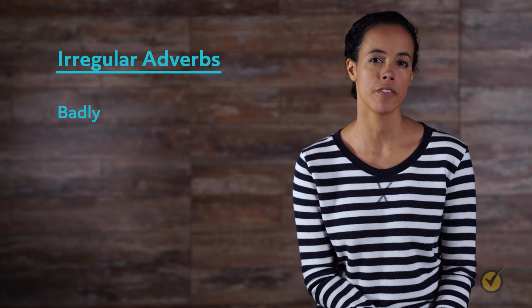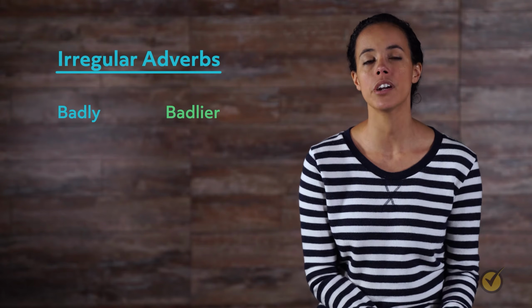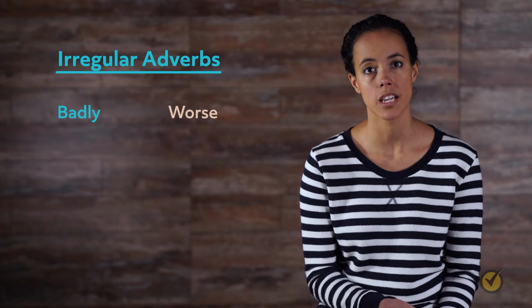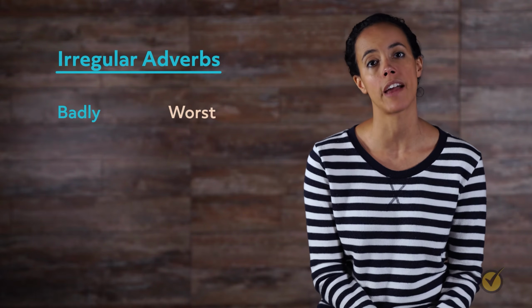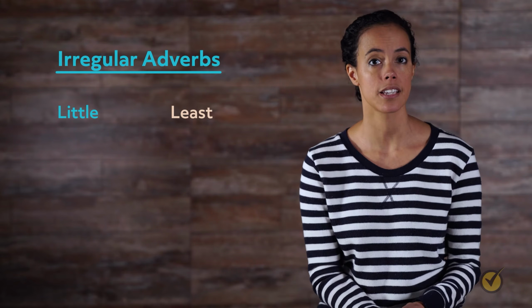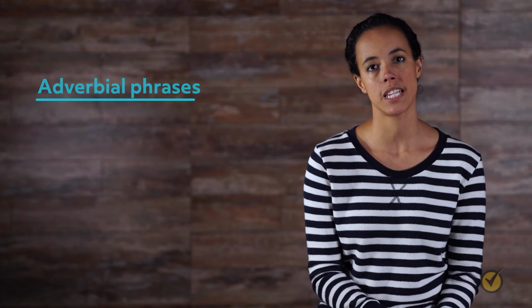To make it comparative, you wouldn't say more badly or badlier. The comparative form of badly is worse, and the superlative form is worst. Other examples of irregular adverbs include little, which becomes less and least, and good, which becomes better and best. Now, let's look at adverbial phrases.